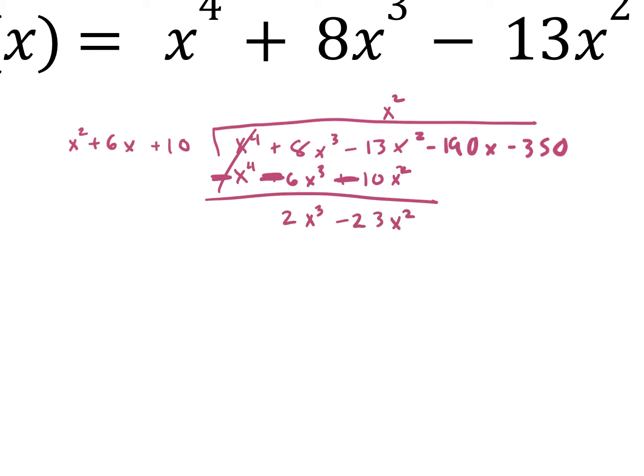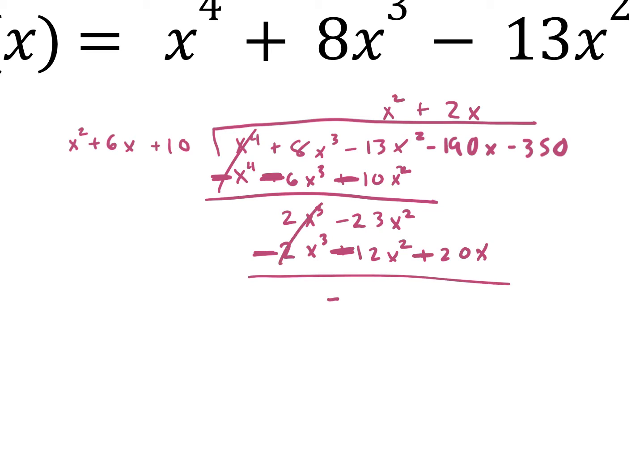So what times x gives us 2x cubed? 2x. So plus 2x. Multiply, 2x cubed plus 12x squared plus 20x. Change a sign, change a sign, change a sign. Combine. So this becomes negative 35x squared and minus 210x. What do I do next?